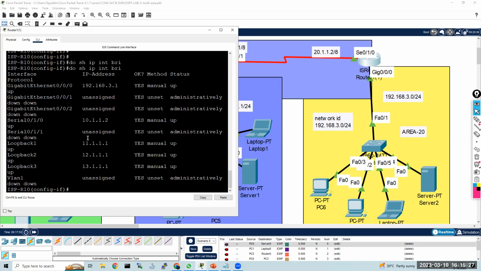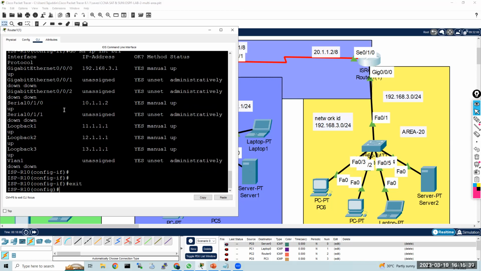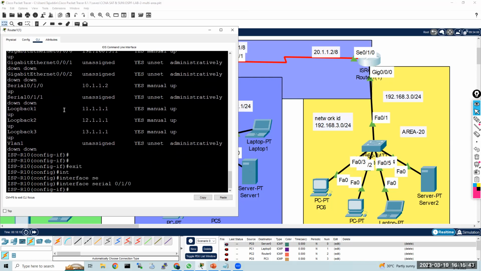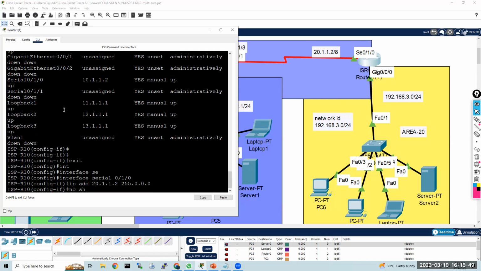Loopback, not now. For serial, he has taken 10.1.1.2 because this is the previous topology we copied. We have to remove this IP address. Okay, so I'll go to that interface, serial 0/1/0. IP address should be 20.1.1.2. Okay, so I say no shut.